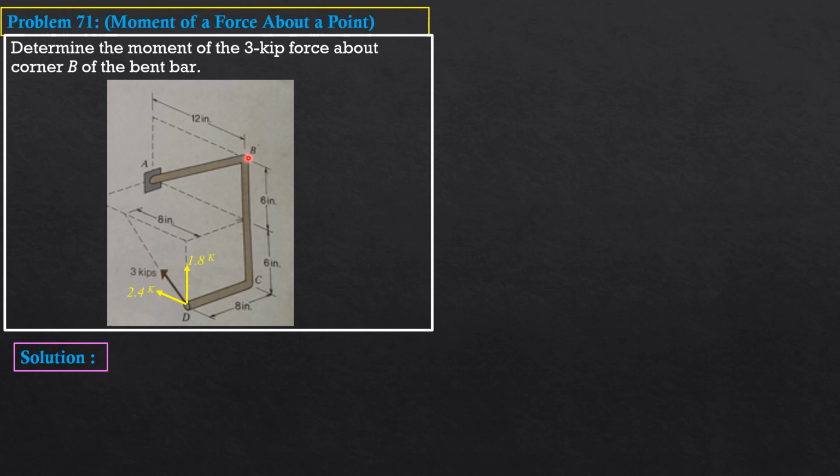So imagine we have Bx, By, and Bz axes. So the positive moment would be, by right thumb rule, in that direction. That's the sense. So since the 1.8 kip is on the xz plane, same as B, it has no moment. It crosses the x-axis. Only 2.4 kips will have moment about Bx.